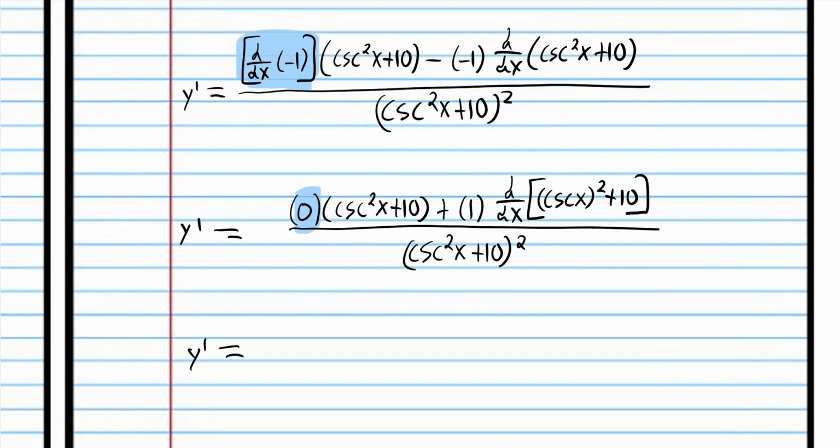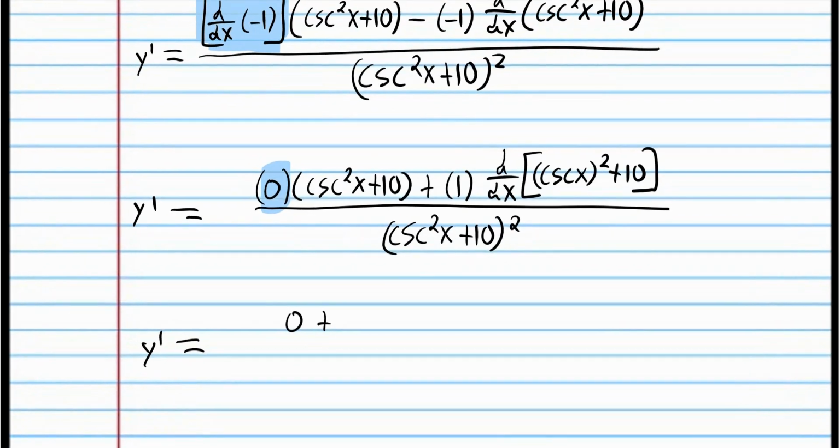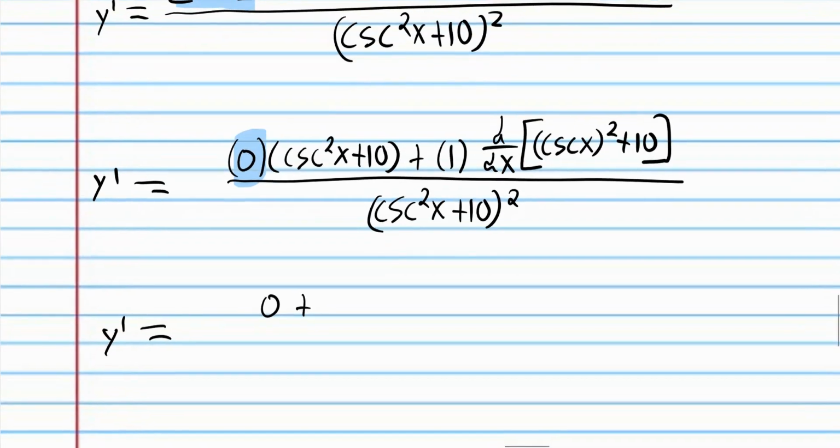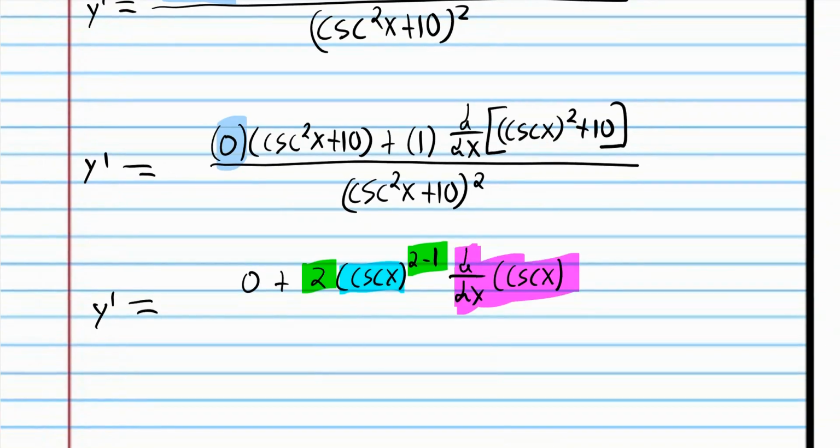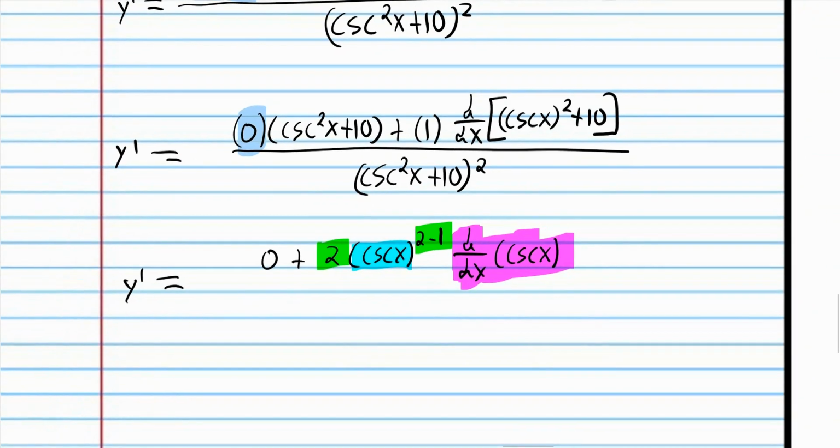So we have 0 plus, and we're going to have to use the chain rule. The derivative of 10 obviously is just 0, but the derivative of this is going to be the derivative of the outside function, and then we keep the inside function unchanged, and then we multiply by the derivative of the inside function. All that, of course, is divided by the square of the denominator.